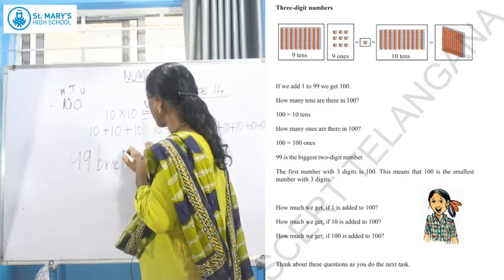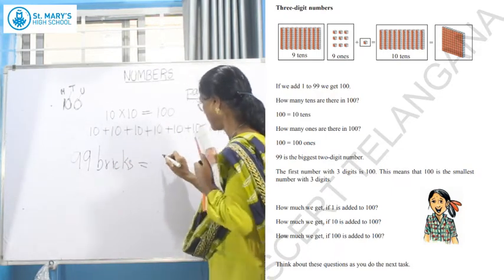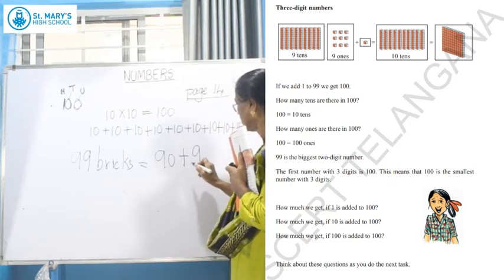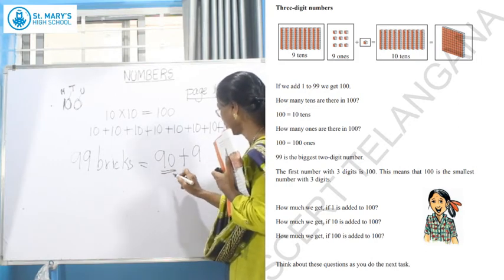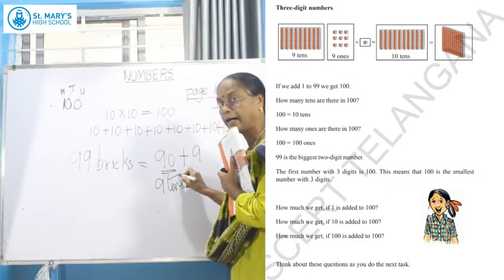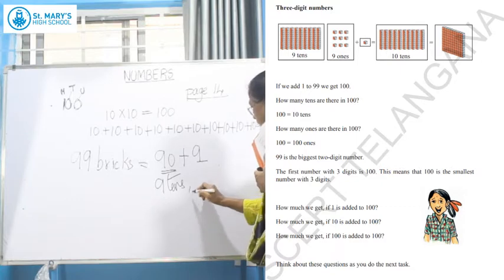How to expand this? 90 plus 9. How do you write 90? 9 tens. How do you write 9? 9 ones.